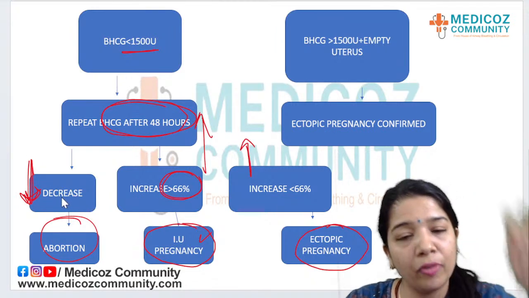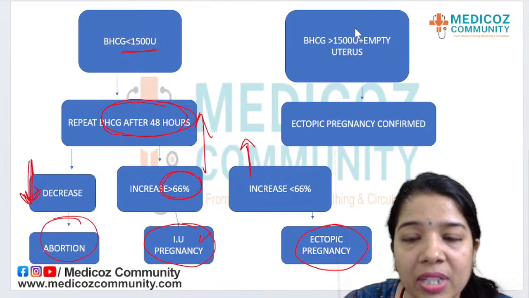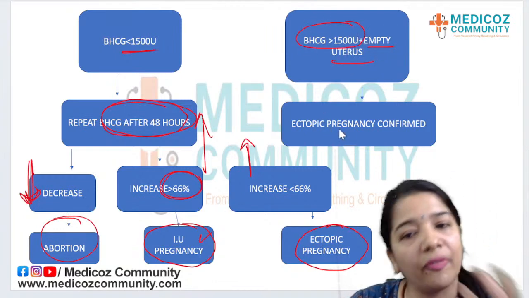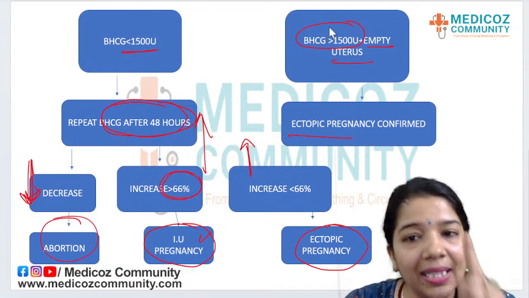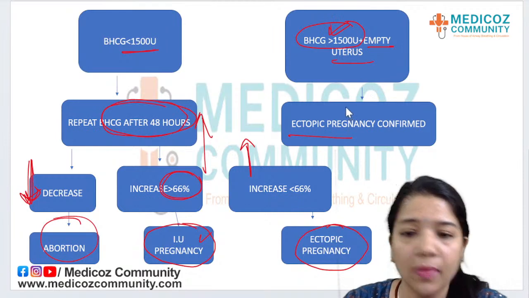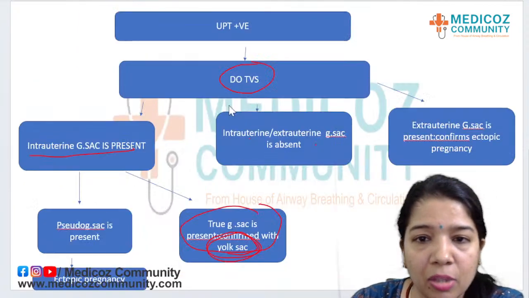Okay, so this is a fully standardized way of how you diagnose a pregnancy. And of course, if the beta HCG is more than 1500 units and you don't see anything in the uterus, it is of course ectopic pregnancy, because at this level you should have seen a viable pregnancy inside the uterus, but you are not seeing it. Okay, so I hope this answered this question.